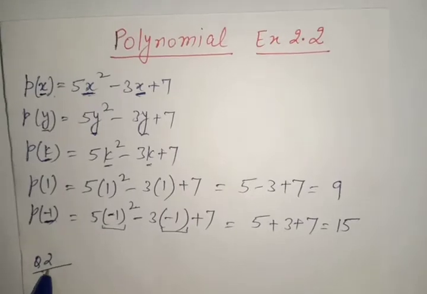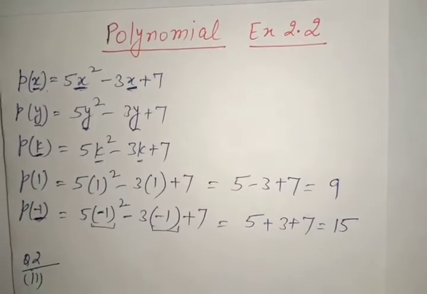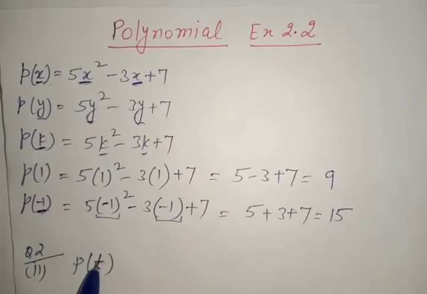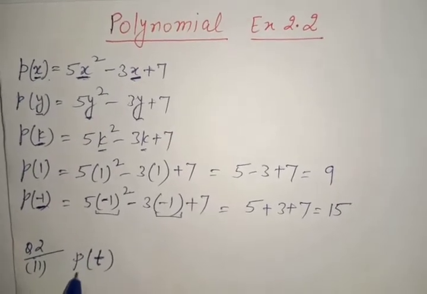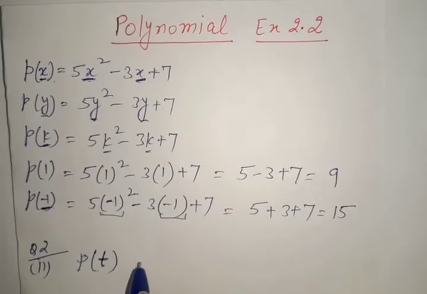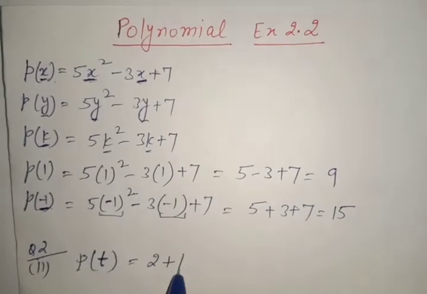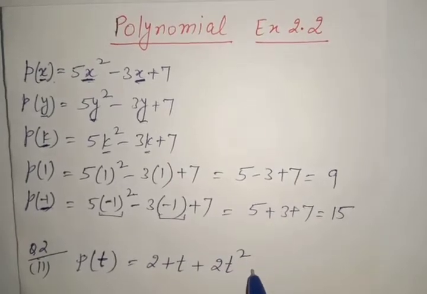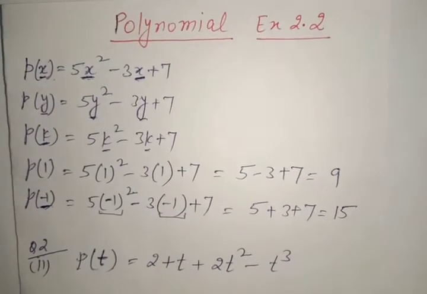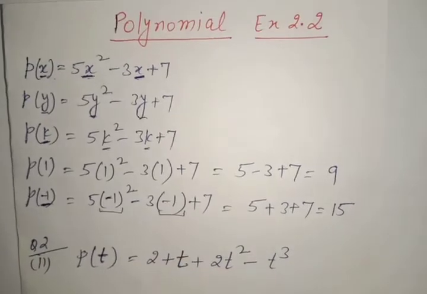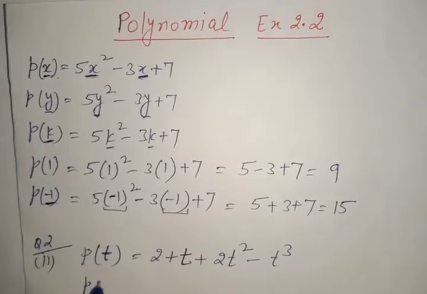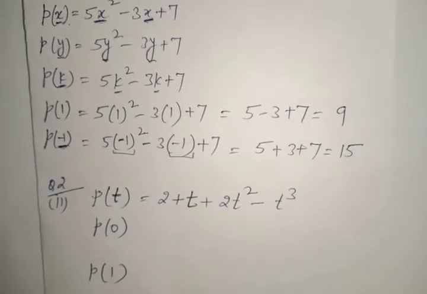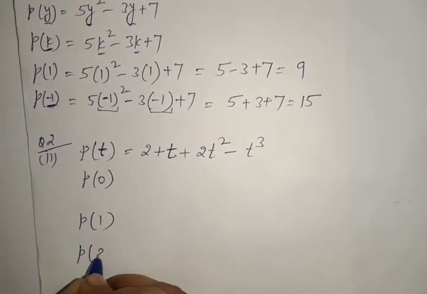And I am taking one example from question number 2, second part, so that you can easily understand it. Now this is in t, polynomial in t, or you can read it as p of t, which is given in the question of your NCERT book as 2 plus t plus 2t square minus t cube. So this is t, and they have asked that you need to find the value of p0, then p1, and p2.